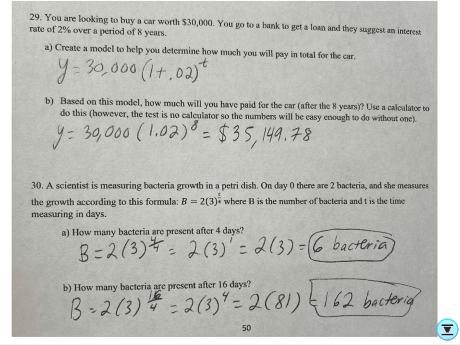For number 29, you are looking to buy a car worth $30,000. You go to a bank to get a loan, and they suggest an interest rate of 2% over a period of 8 years. So create a model to help you determine how much you will pay in total for the car. So y is going to be the total amount you're going to pay.